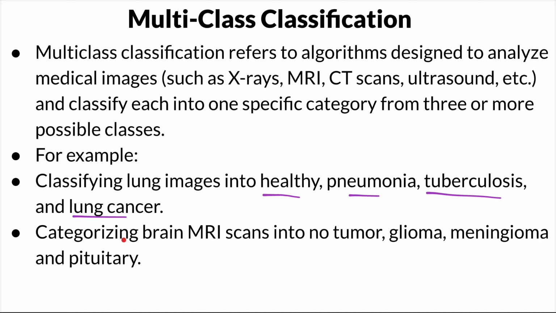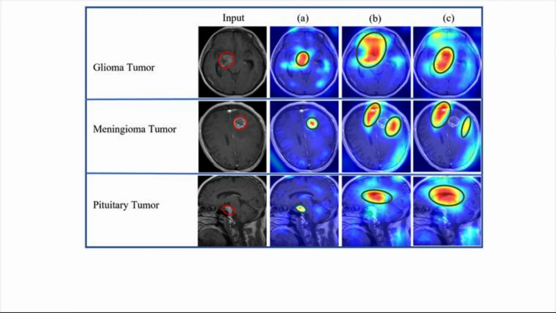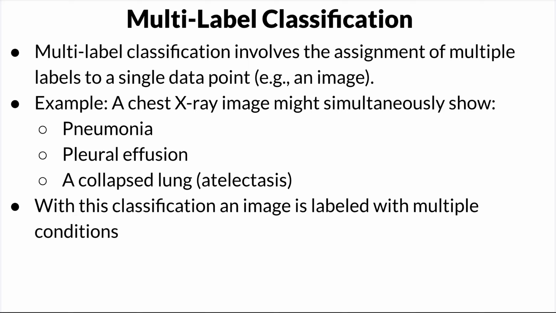Also, we want to classify an MRI scan into no tumor, glioma, meningioma, and pituitary. That is multi-class. In multi-class, you design an algorithm to analyze medical images and classify each into one specific category from three or more possible classes. This is an example of multi-class classification. Then the last one is multi-label classification. Here there is one single image, but it has different assignments, or it has what?